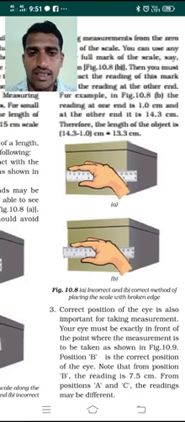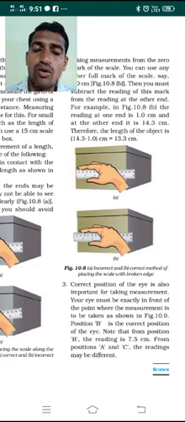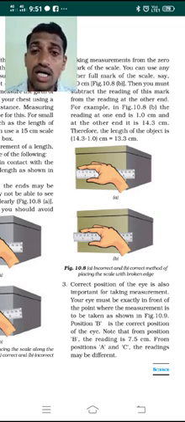Okay, yes. So what to do next? See, when you start from 1 centimeter, what happens here? You will go on reading the centimeter. Okay, so then after the end, what you need to do is you must subtract the reading of the whole mark from the reading at the other end.